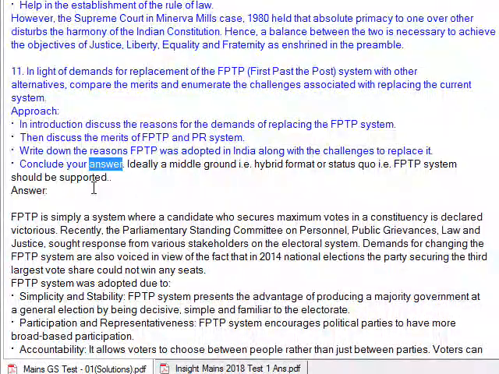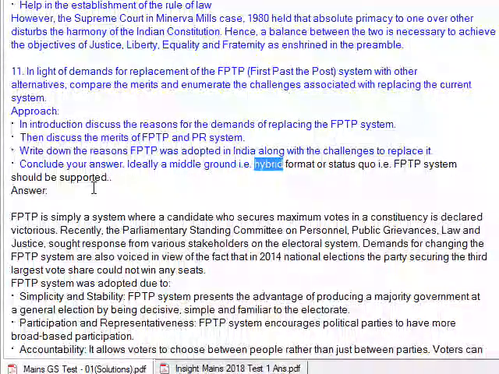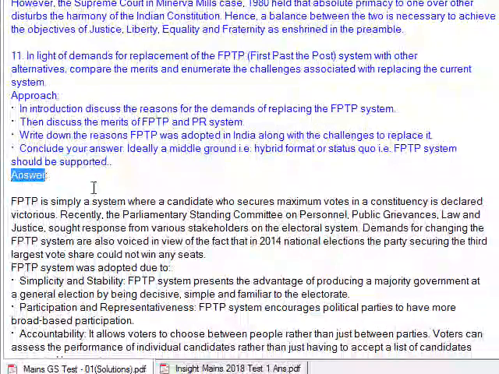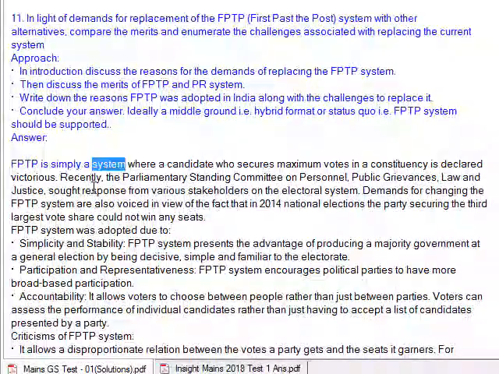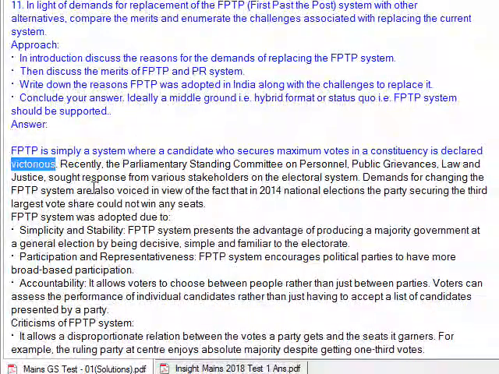Conclude your answer. Ideally, the middle ground, i.e. a hybrid format, or the status quo, i.e. the FPTP system, should be supported. Answer. FPTP is simply the system where a candidate who secures the maximum votes in a constituency is declared victorious.